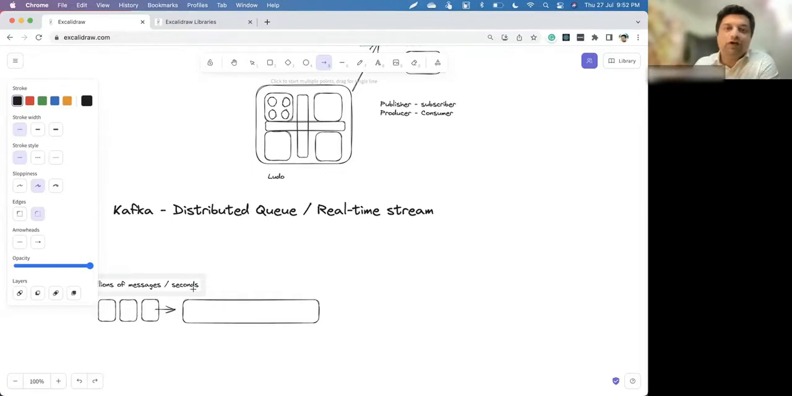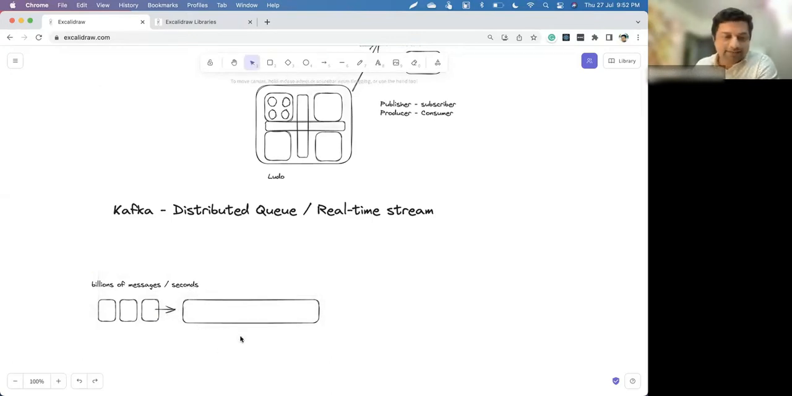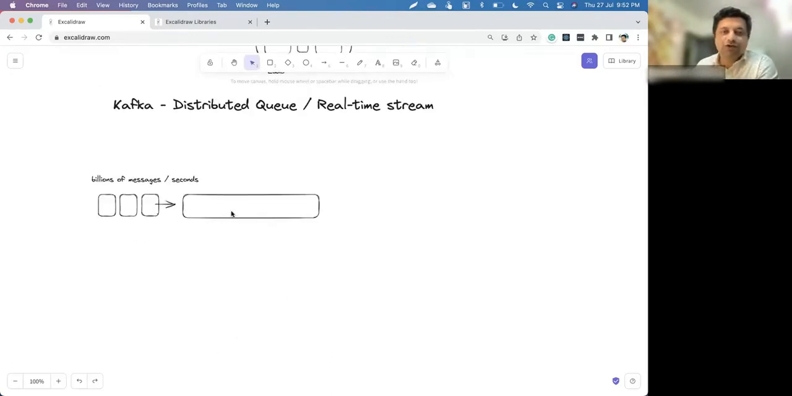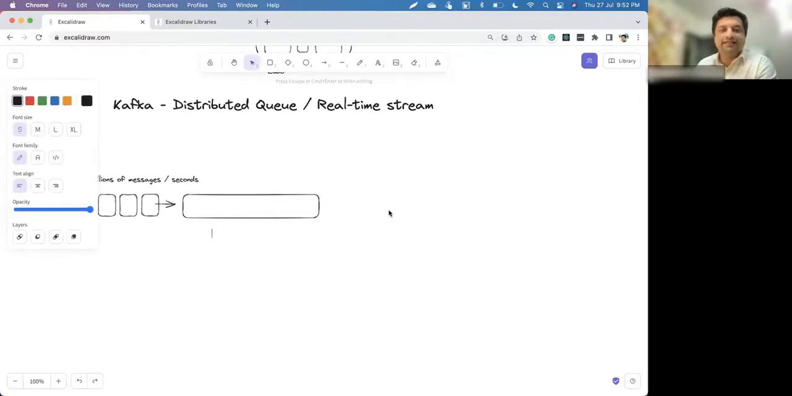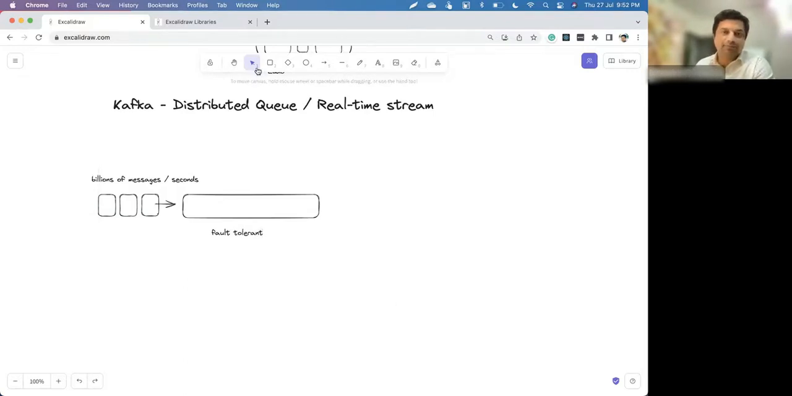Also, it should be fault tolerant, so that no messages get lost. It should be reliable. Fault tolerant means it should not crash if some problem happens. So this is another term I will describe here because it's very important.